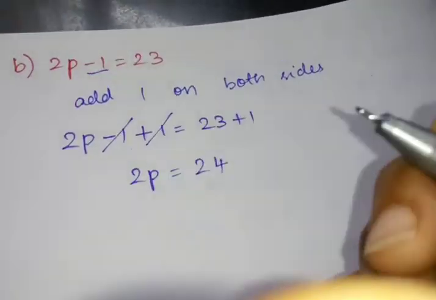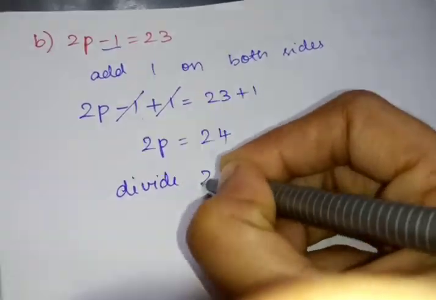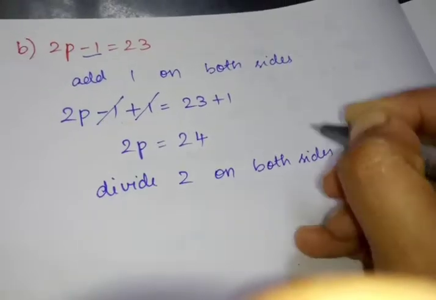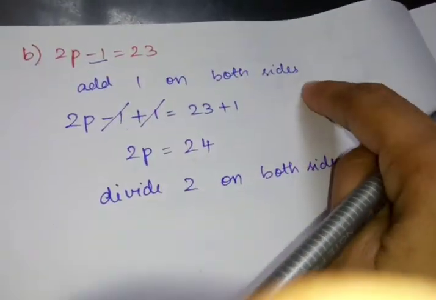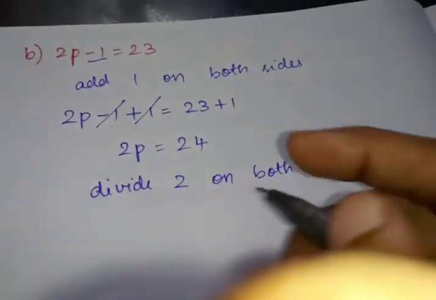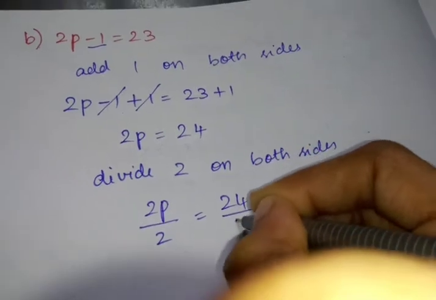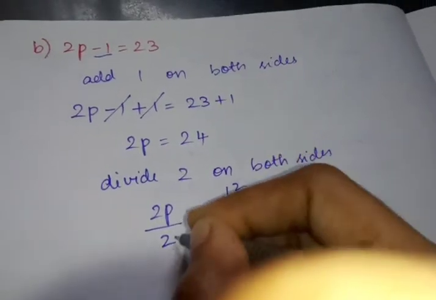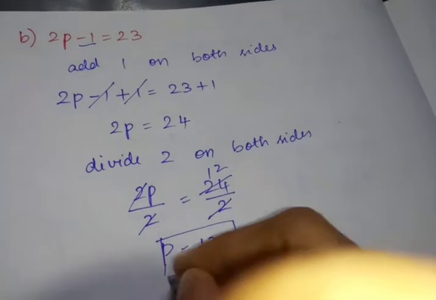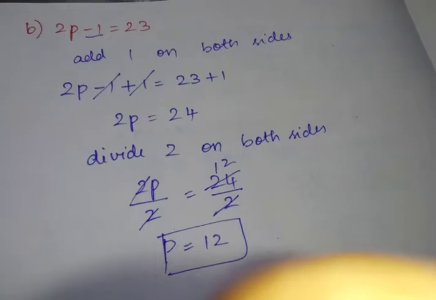Now 2 into p. So what will you do? Divide 2 on both the sides. See, this statement is very important. Add 1 on both the sides. Divide 2 on both the sides. These statements are very important. So 2p divided by 2 is equal to 24 by 2. 2 cancels. p is equal to 12 is the solution. Understood how to find the solution of these problems?